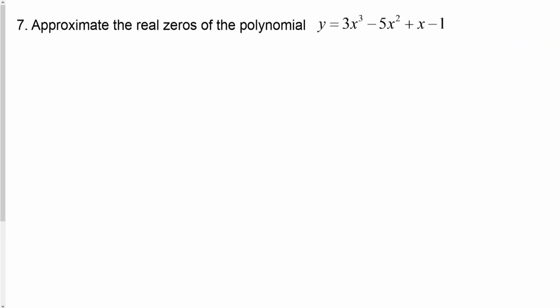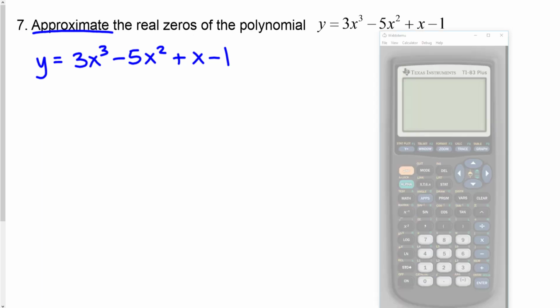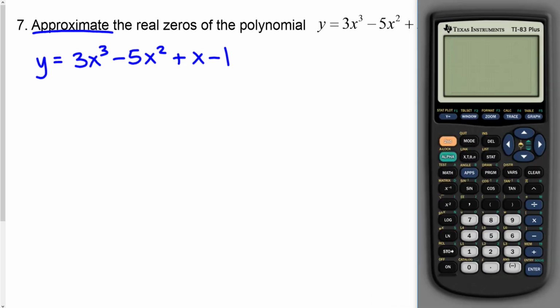Number 7, approximate the real zeros of the polynomial y equals 3x cubed minus 5x squared plus x minus 1. Alright, so I'm going to write it over here because I believe the calculator is going to cover that up when I bring up the calculator. But this will all be done on the calculator. The key word here is approximate. So when you're asked to approximate zeros, you're going to be using the calculator to find them. So there's no algebraic means of coming up with these necessarily.